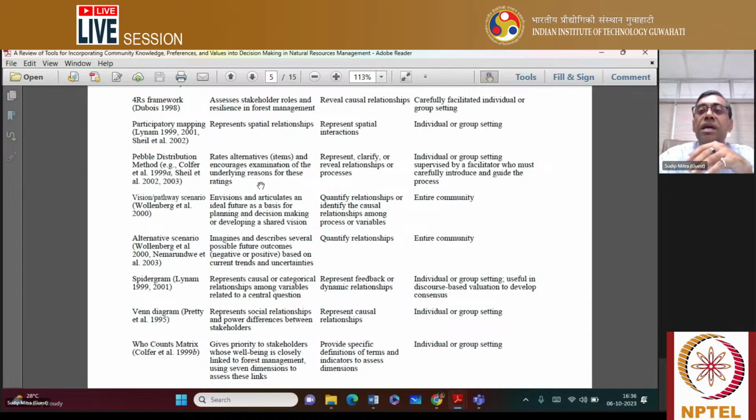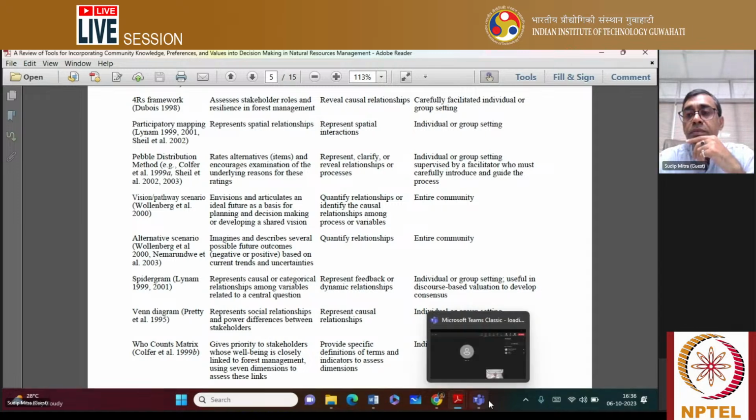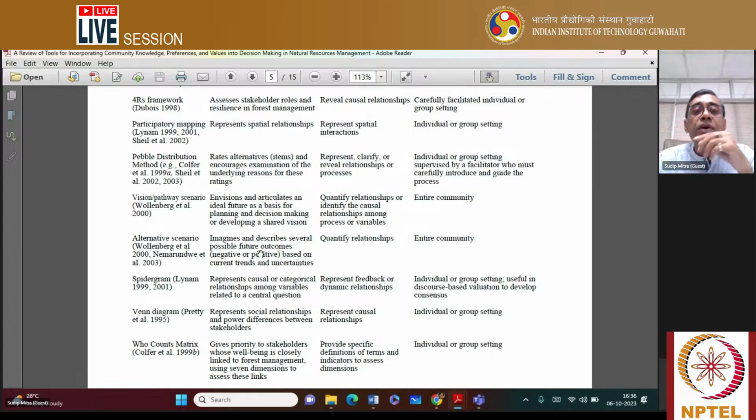Again, here also the methodology it follows is individual and group, to articulate an ideal future as a basis for planning and decision making. Okay. For developing a shared vision.